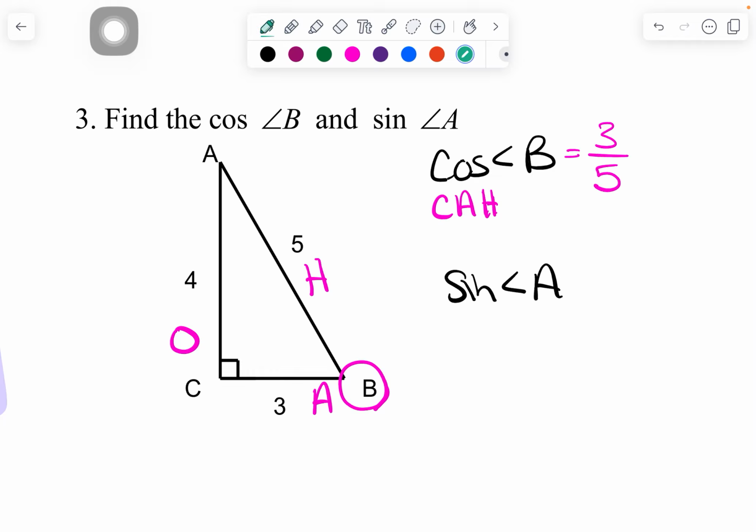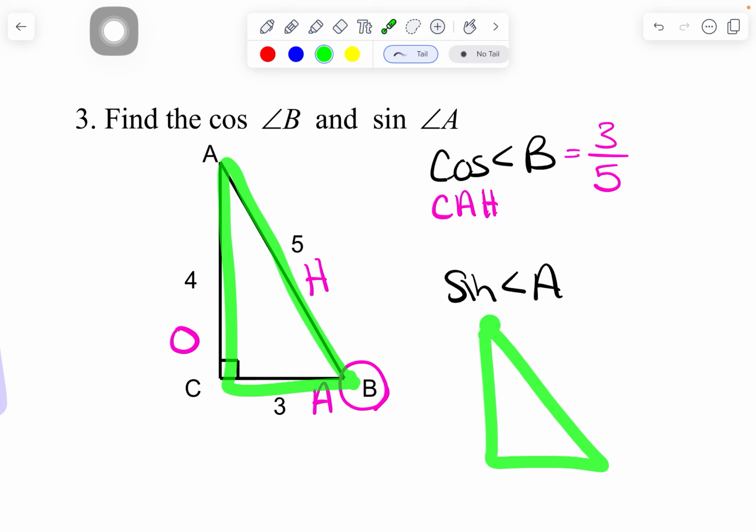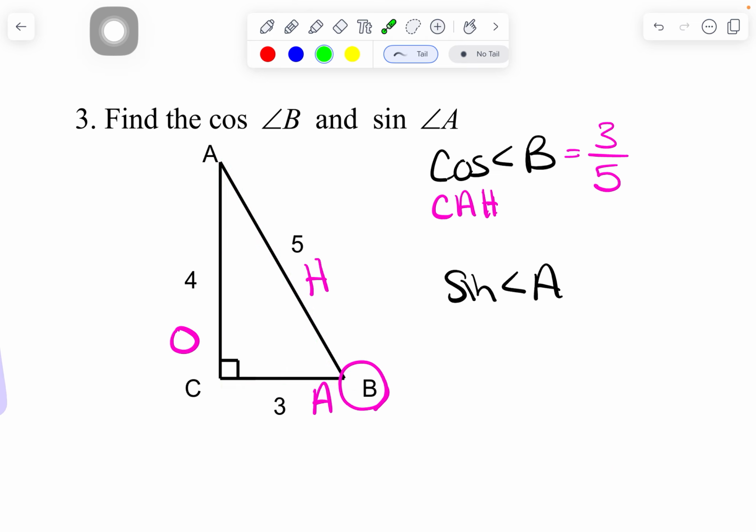I'm going to switch to green now. If you're in a color coding situation, this will be perfect. If you can't color code, what you might want to do is either redraw this triangle just off to the side here, so that way you can relabel it, because the information for angle A is not the same as the information for angle B. Okay, so I'm going to color code, and I'm going to change colors to my weird little green color here.